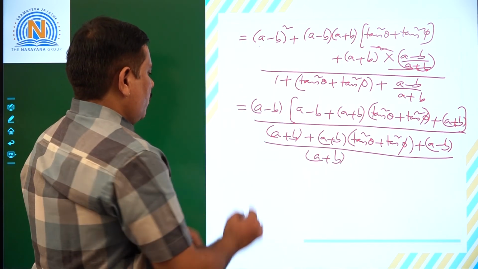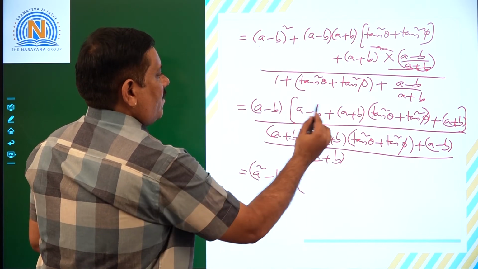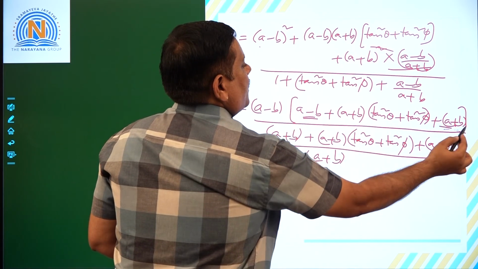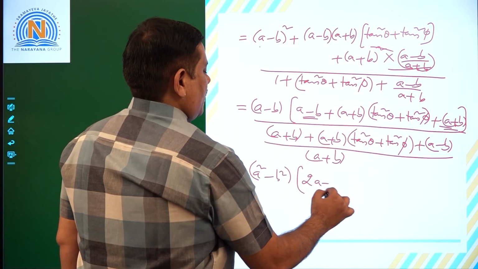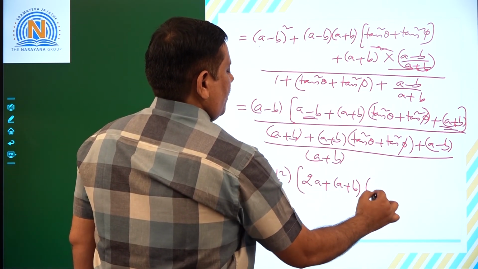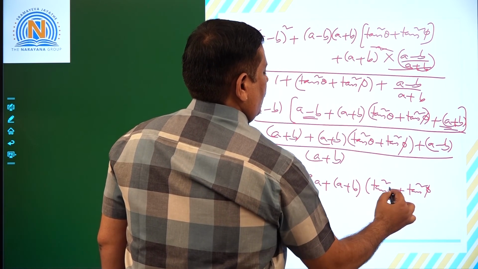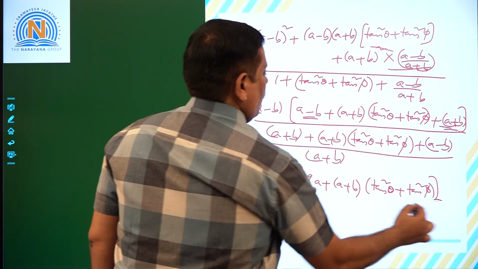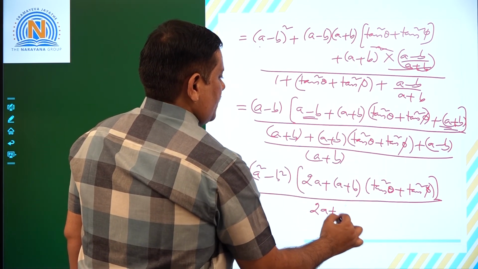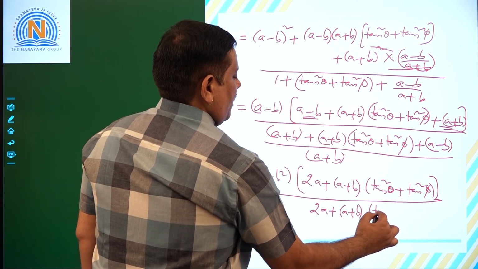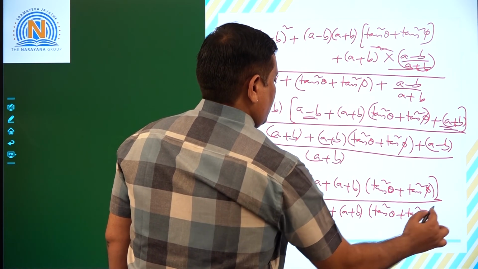Now let us send this to the numerator position, that is going to be (a square minus b square) times, here what do you have? (a minus b) plus (a plus b). So b cancels, minus b plus b, so it is going to be 2a, plus (a plus b) times (tan square theta plus tan square phi). In the denominator, if you take (a plus b) plus (a minus b), that is also 2a plus (a plus b) times (tan square theta plus tan square phi).